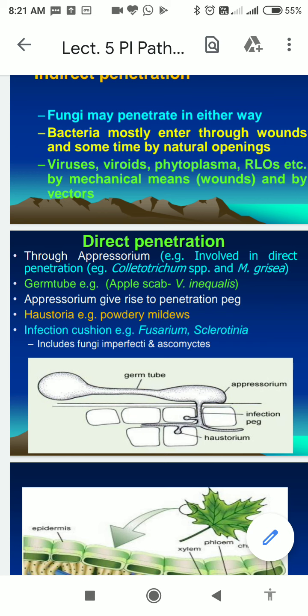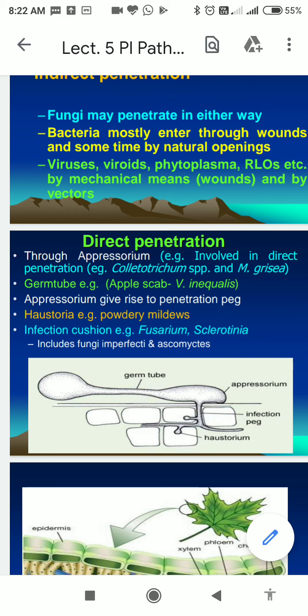Colletotrichum species form appressoria and enter the host tissue through these appressoria. The apple scab fungus enters the host through the germ tube. The appressorium gives rise to penetration pegs. Many times, when the appressorium enters the host, it gives several branches, and these are known as penetration pegs.